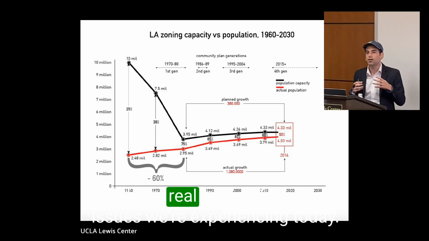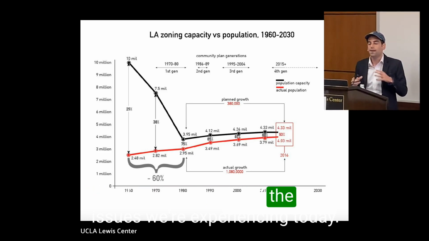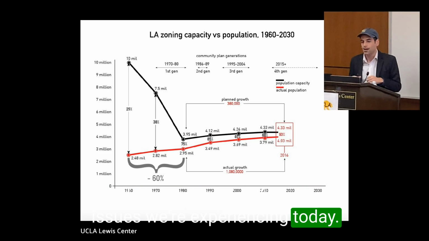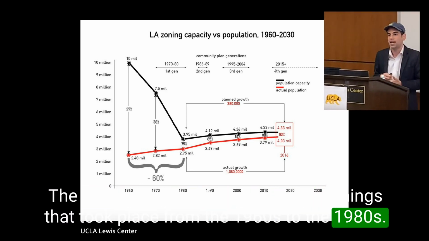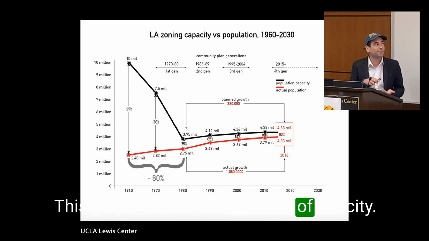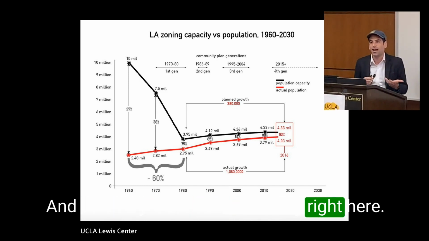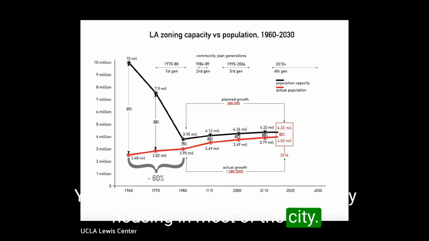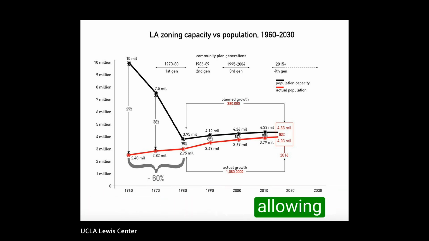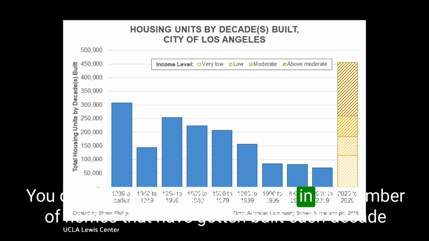I think the real origin of the major issues we're experiencing today, the primary cause of it, is the downzonings that took place from the 1960s to the 1980s. This graph shows the capacity of the city, and that very much tells the story right here. We used to have zoning to allow for a lot of housing. You could generally build multifamily housing in most of the city, and then we stopped allowing it. You can see this reflected very well in the number of homes that have gotten built each decade.